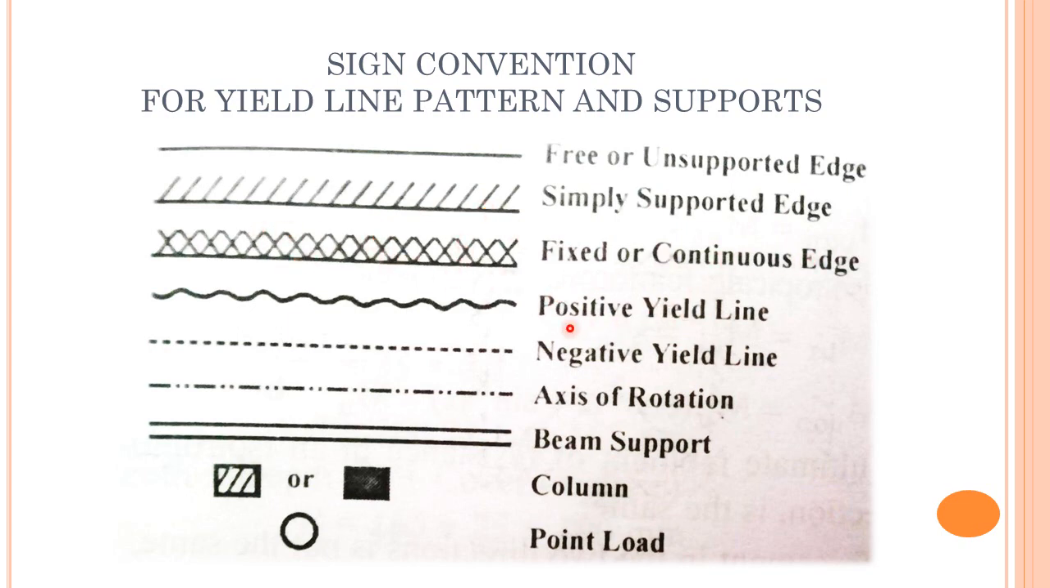And for the positive yield line, the positive yield line generally occurs at the center of the slab segment. The negative yield line occurs at the support. And then the axis of rotation: the negative yield line can act as an axis of rotation. Then the beam support is denoted with a double line. Then the column is a rectangular box, a hatched box or a solid rectangular symbol. Then a point load is a round symbol.